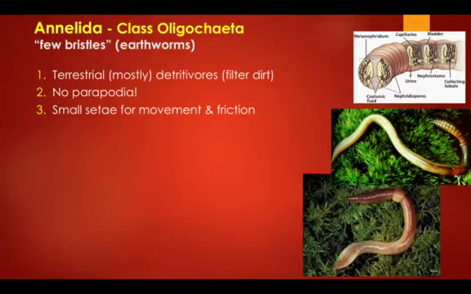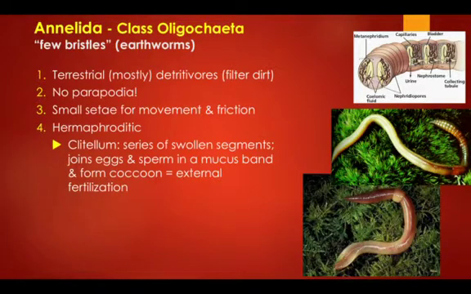Their setae are quite small, and they are going to be used to create friction on their surface to help with movement. They are hermaphroditic. They have a specialized reproductive structure called the clitellum. The clitellum is a series of swollen segments that joins the egg and sperm in a mucus band that forms a small cocoon. So the clitellum is this section right here.